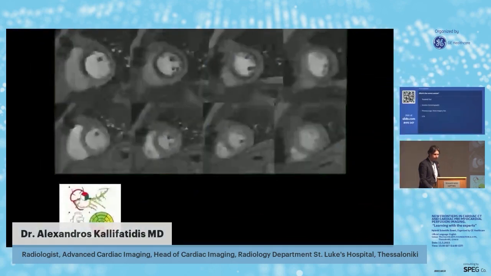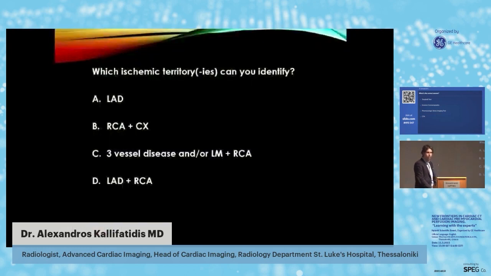And here comes the next question. Do you believe that there is any perfusion defect, and if yes, in which ischemic territory or territories? In LAD, right coronary artery plus circumflex artery, a case of three vessel disease, left main plus RCA, or a disease in LAD plus right coronary artery?